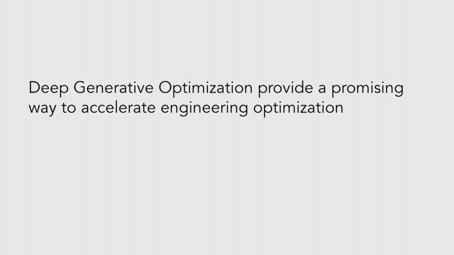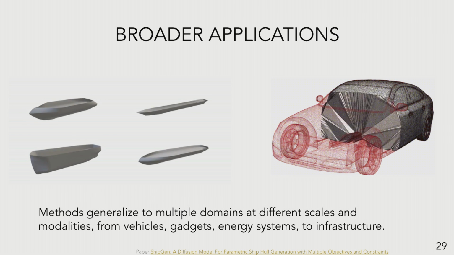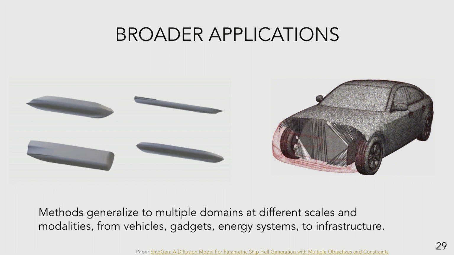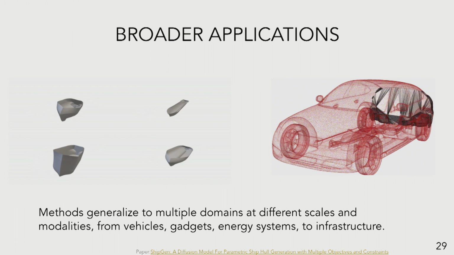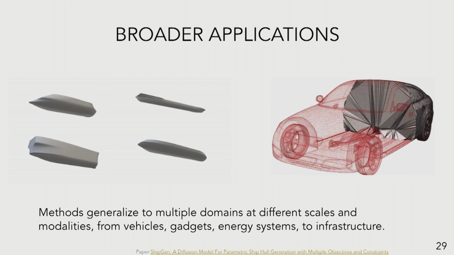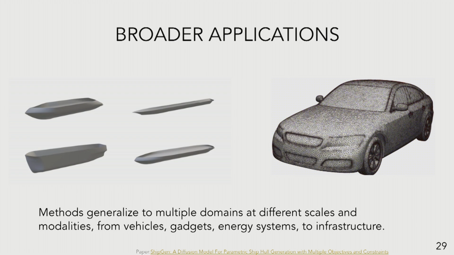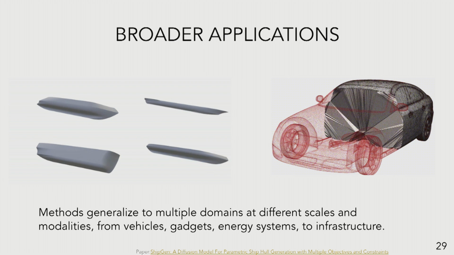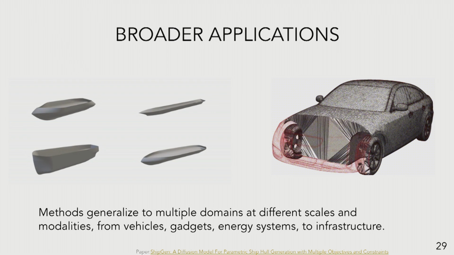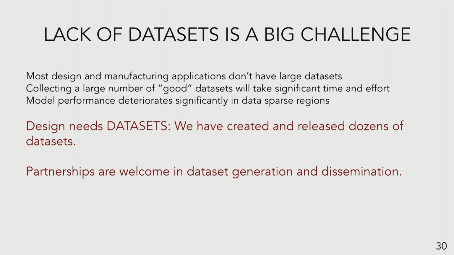Great. So one of the key ideas is that deep generative optimization provides a promising way to accelerate engineering optimization. Again, I talked to you about snapshots of airfoils, CAD, and topology optimization. We have been looking at many other problems, working with Toyota on car design and also ship hull design, looking at multiple dozens of objectives and how to satisfy all of them and make these hulls realistic. But a key challenge that we face over and over is the lack of data sets. In computer vision, there are data sets of billions of items, while we are restricted to thousands, if not tens of thousands.